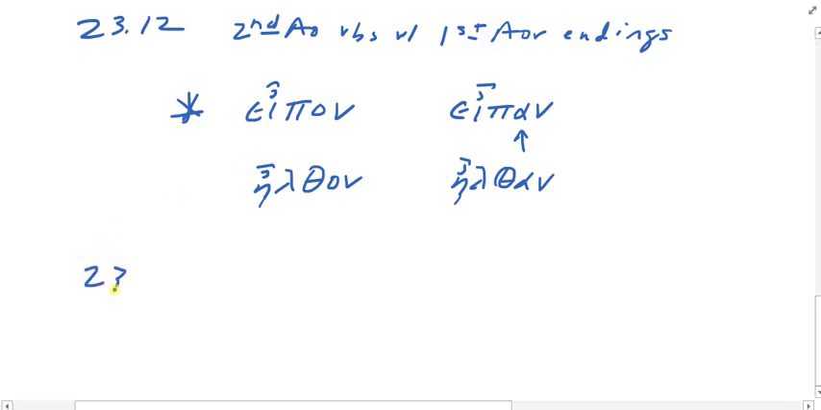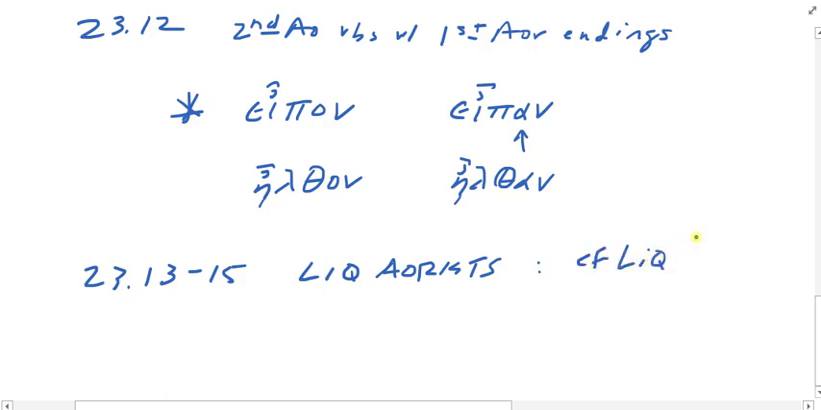Now, on 23.13 and 14 and 15, we are dealing with something called liquid aorist. You remember liquid futures, don't you? Okay. We need to think of this in comparison with liquid futures. First thing we have to remember is what are the consonants that are referred to as quote-unquote liquids?